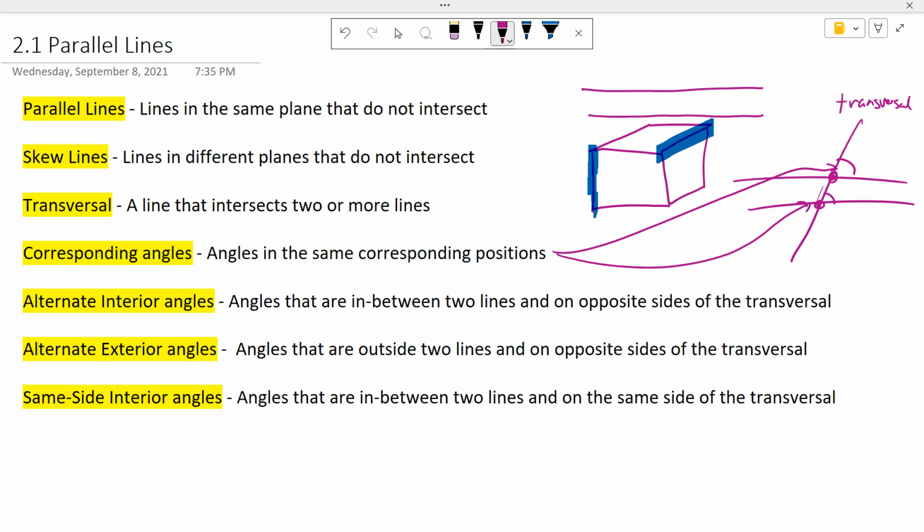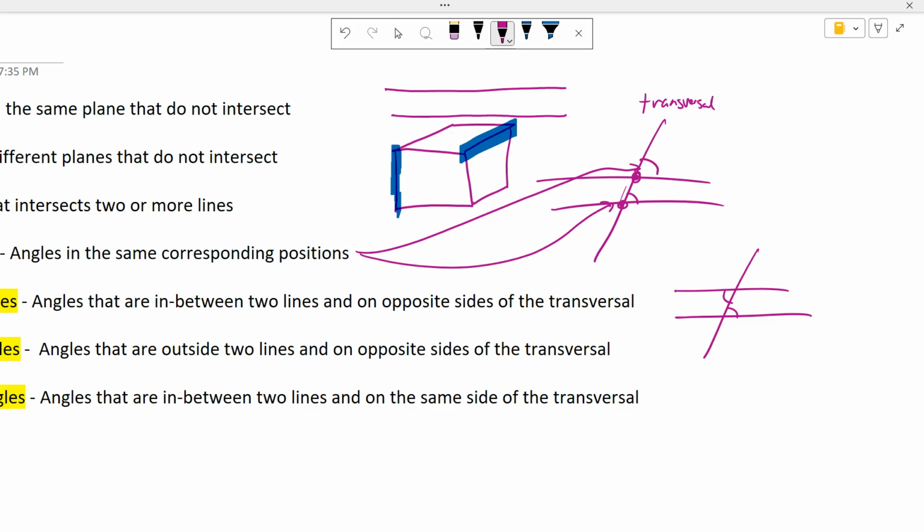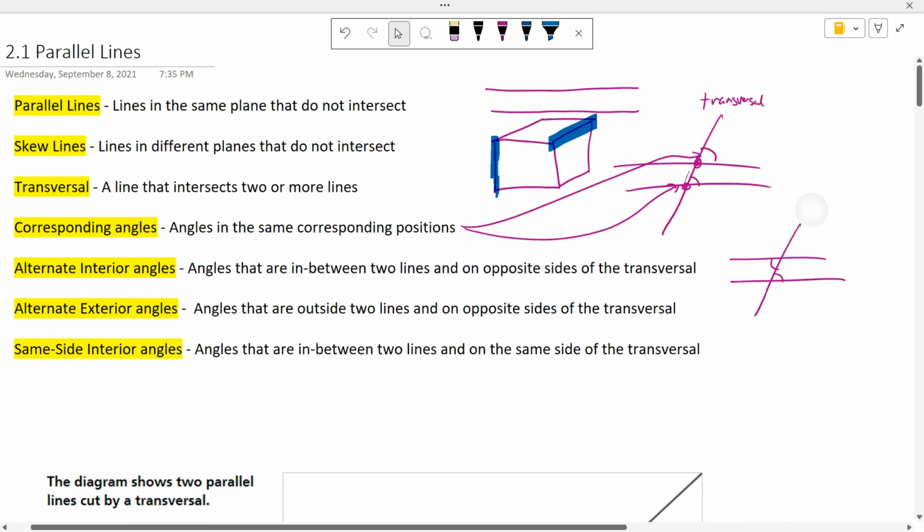Upper right, same corresponding position. Okay? Then, if we have alternate interior angles, this one and this one, they're on the opposite sides of the transversal, alternate sides of the transversal, in between the two parallel lines, so interior. Alternate interior angles are like that.